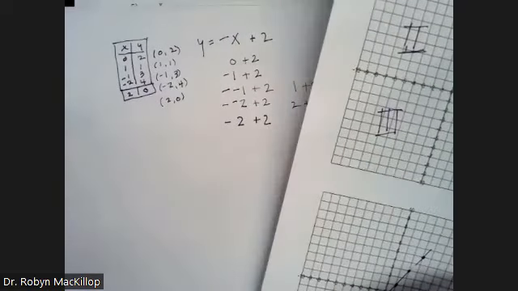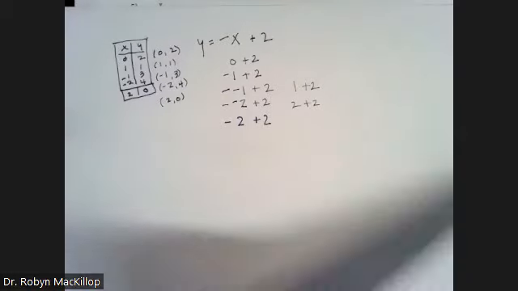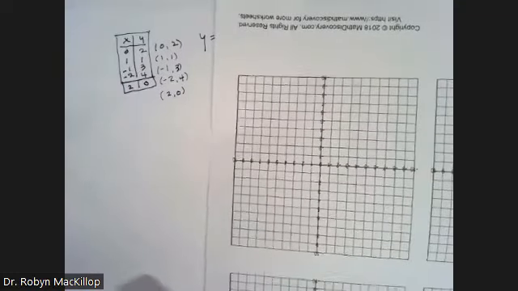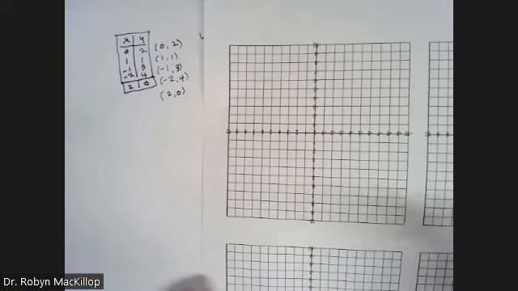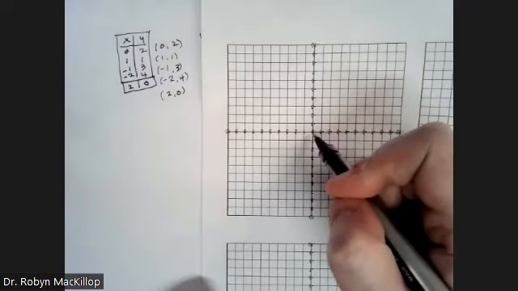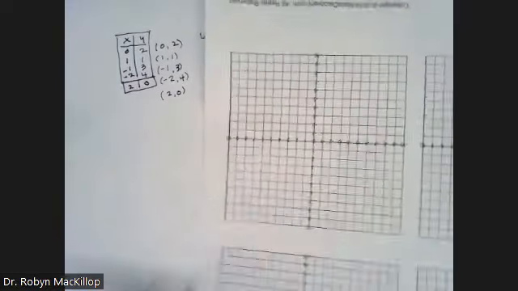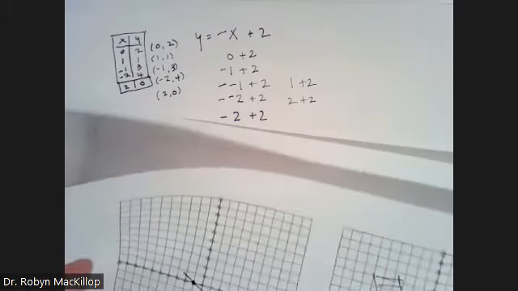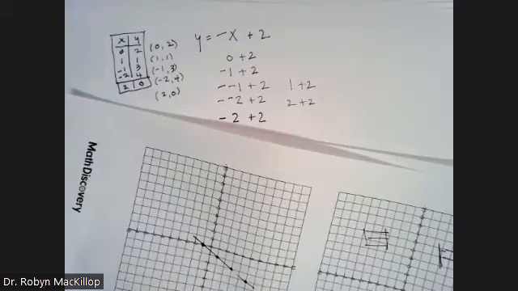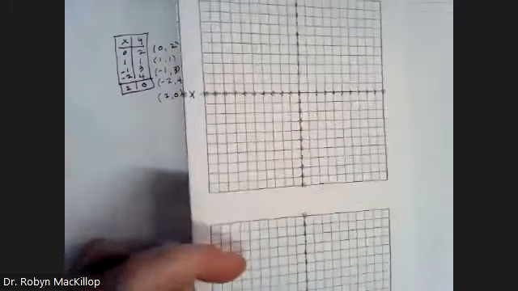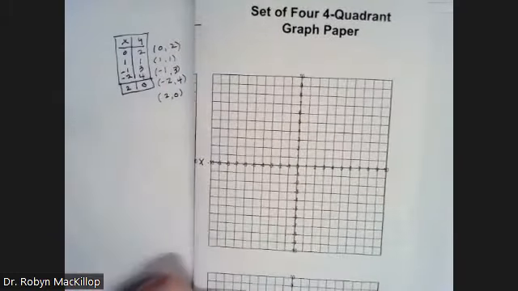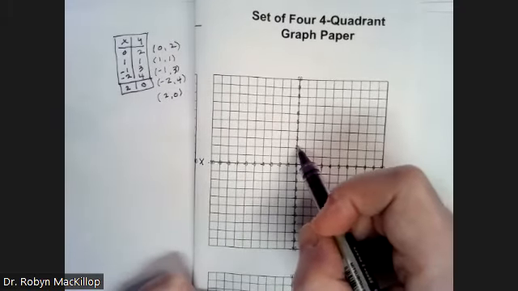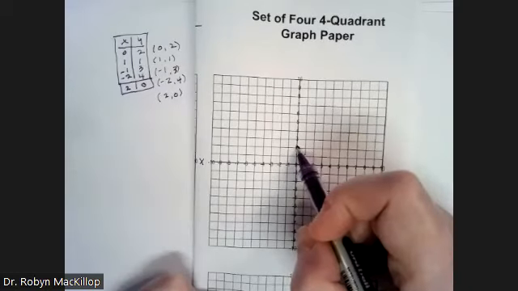Let me grab and turn this around. So let's plot these guys. We're going to start with 0, 2, which means x is 0, starts right here. So we start at 0 for X, and we're going to go up 2 for Y, so that's our first coordinate.